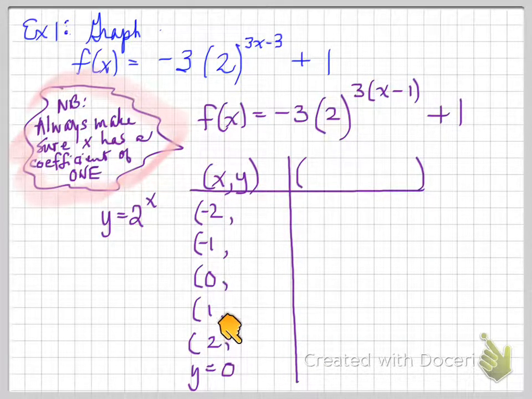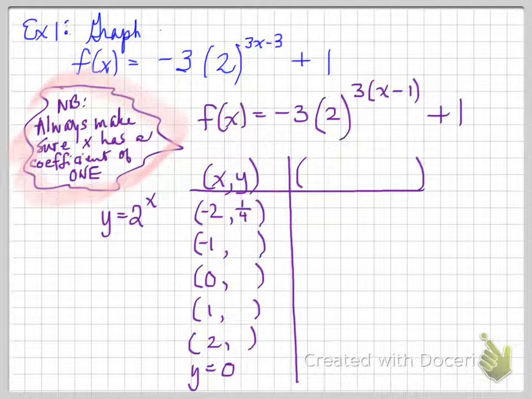How do we know what the y values are? You plug it in. Plug these x values in for x to get our y value. 2 to the -2 is 1 over 4. 2 to the -1 is 1 over 2. 2 to the 0 is 1, then 2, and 4. Next, what we're going to do is determine what goes in here. The -3 and the +1 have to do with vertical.